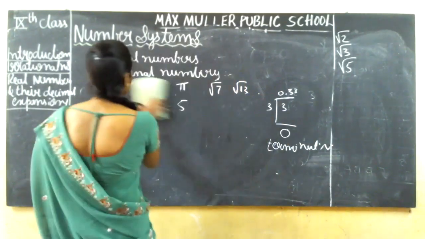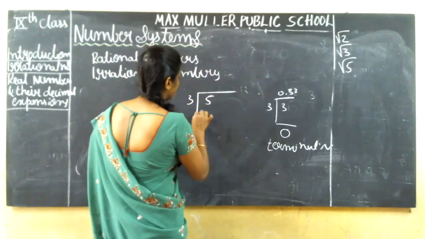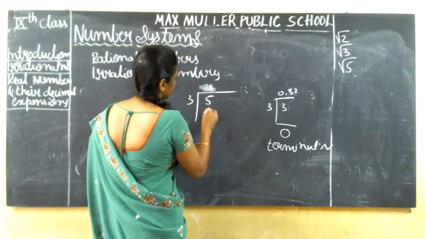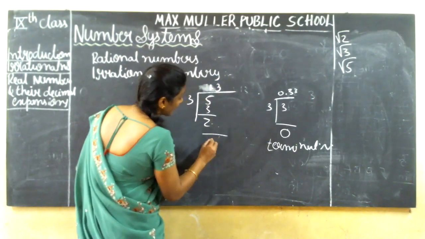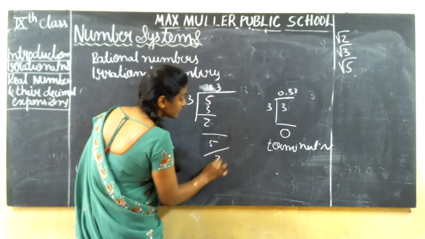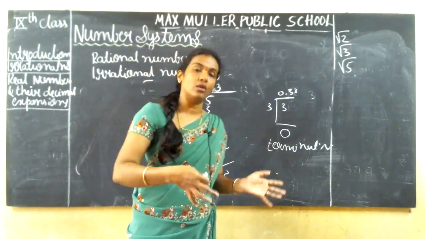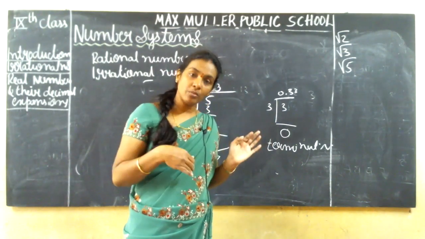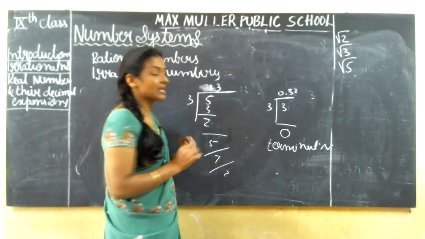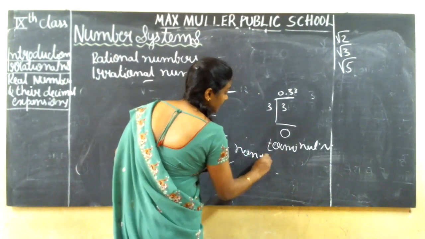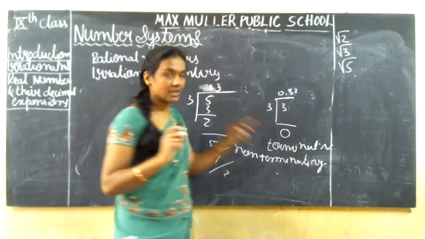Next here, non-terminating. Non-terminating means what here? The same example I am just writing here. In the remainder place, you will not get a 0. You never get a 0. Something keeps going, the number series keeps going on. You never get a 0 in the remainder place. So that kind of numbers you can call non-terminating.